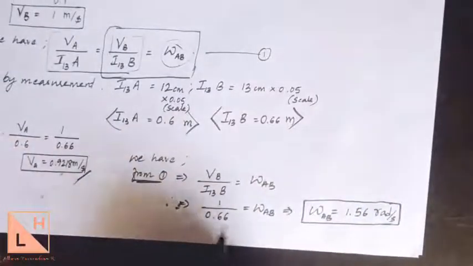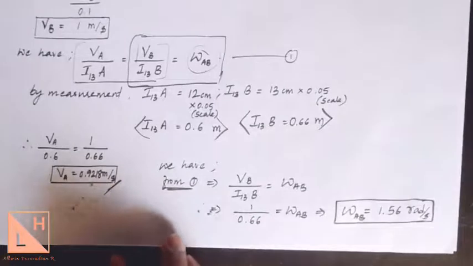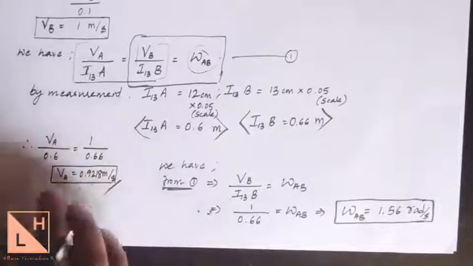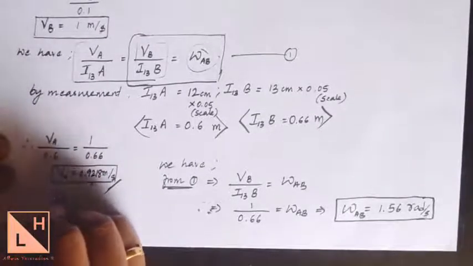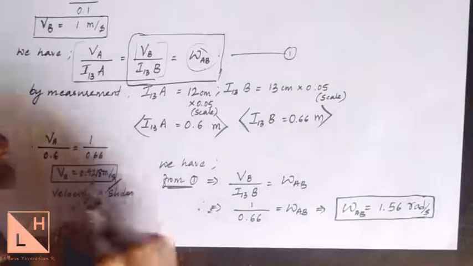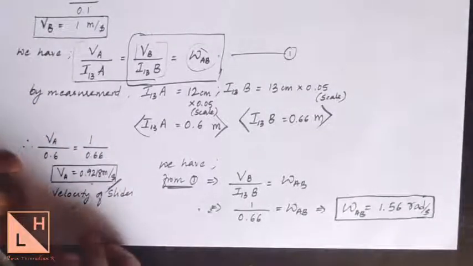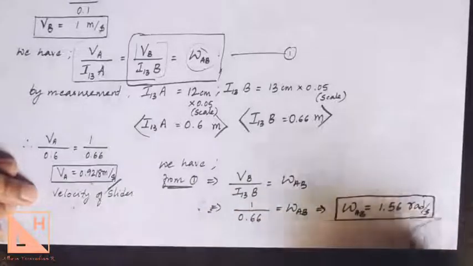Depending on the decimals you take, your answer will vary a little bit, and that will complete the problem as it was asked in the question to find out the velocity of slider. The velocity of slider is VA because point A is nothing but the slider. And the second sub question was to find out the angular velocity of the connecting rod. So the connecting rod is named as AB, so angular velocity of the connecting rod is omega AB. That also we have found out. That will complete the solution.